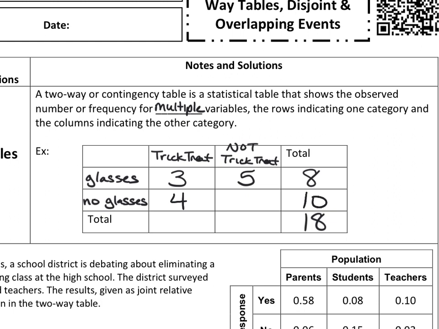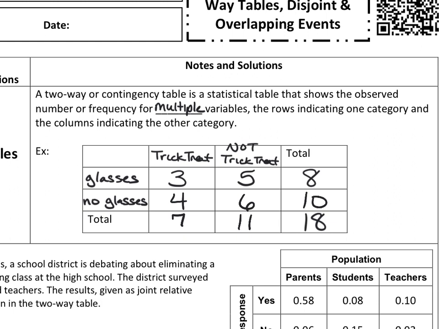Now, how many total people are going to go trick-or-treating or take their sibling trick-or-treating in this class? 7 total. If we have 10 total non-glasses wearers and 4 of them are going to go trick-or-treating, how many are not going to go trick-or-treating? 6. And if we add up the total number of people in class who are not going to go trick-or-treating, how many is that? 11.